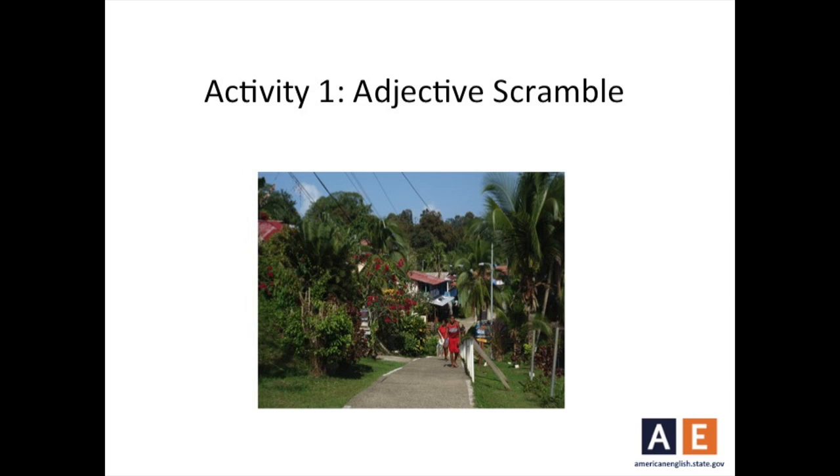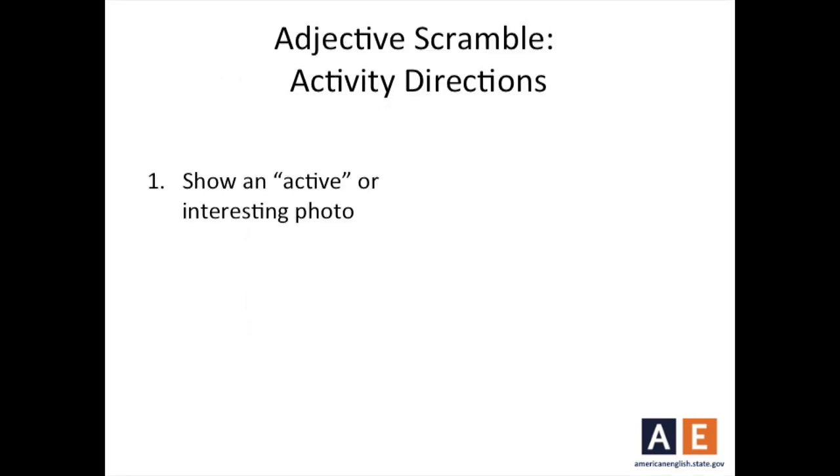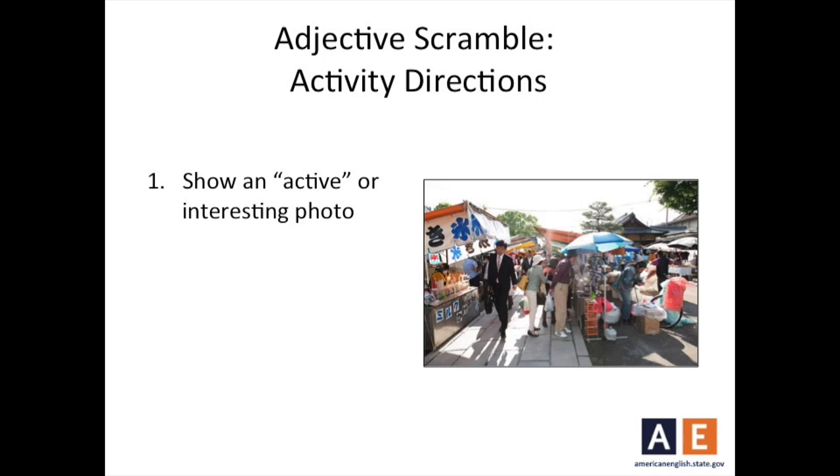The first activity I'm going to present is called the Adjective Scramble. This is a really good warm-up activity, especially on Monday mornings. Project or show an active or interesting photo, one that has a lot of things going on. Give students 1 minute to work in pairs to list as many adjectives about the photo as they can within that 1 minute. When the time is up, student pairs count up their adjectives to see who has the most.